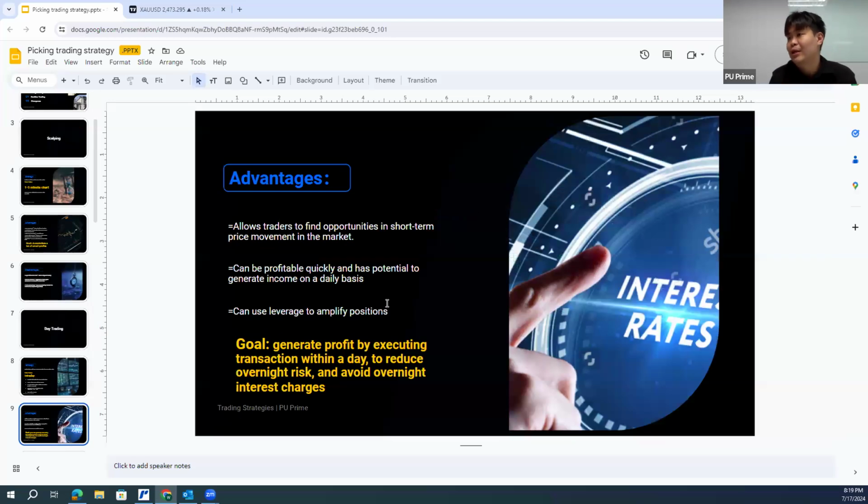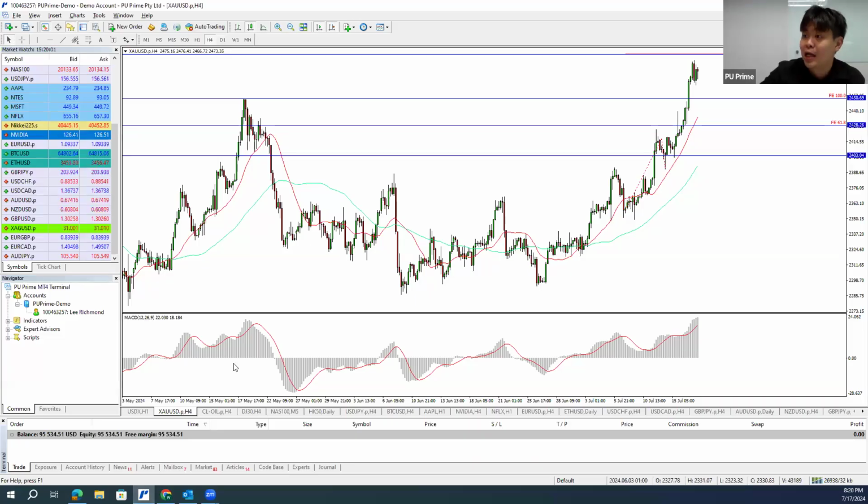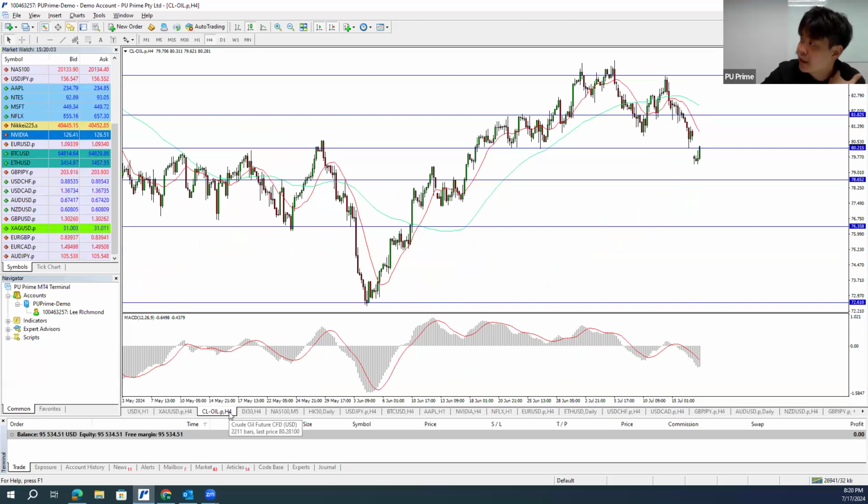One of the good advantages of a day trading strategy is that it allows traders to find opportunities in very short-term price movements, which can be very profitable quickly and have the potential to generate income on a daily basis, and they can use leverage to amplify the positions. In the CFD industry, we have a lot of high leverage trading. It's a good thing as well as a bad thing. The good thing is you can use a small amount of money to earn a big amount. The bad thing is you are going to keep getting stopped out. I believe you know why. If not, you are really a legend in the trading journey.